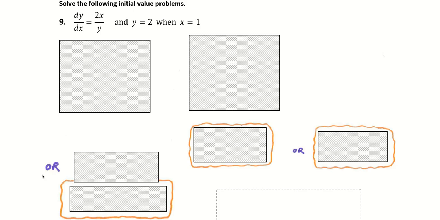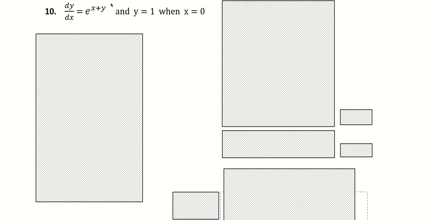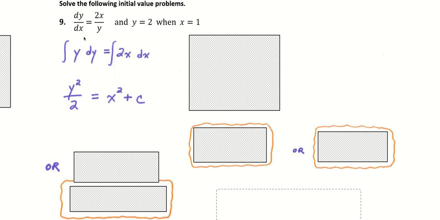Then we get into some differential equations where some real separation is necessary. So for number 9, you'd have to move the y over to the dy, and you'd multiply the dx over to the right side with the 2x. Then you can integrate, and on the left side you get that, and on the right side you get 2x squared over 2, but the 2's are going to cancel, so you're just left with x squared plus c.